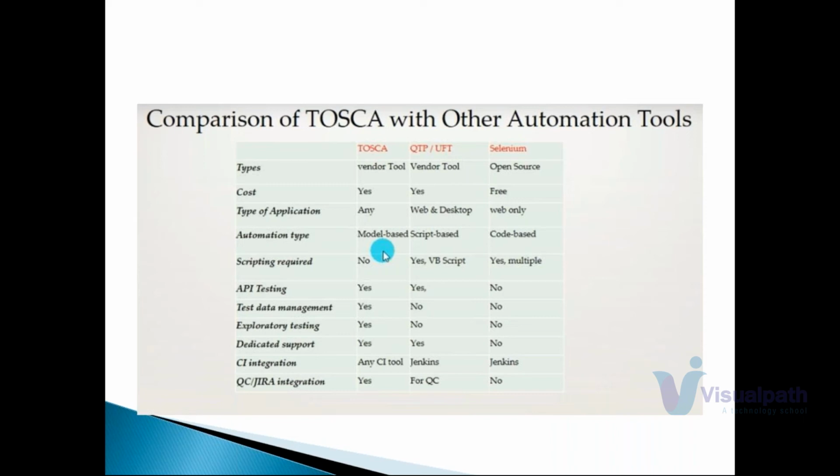Okay, and using Tosca, if you are not able to identify a control, then only you have to write a code. But 99% of the times you will identify the controls using Tosca. So when you talk about coding, you have only 5% coding in Tosca, 95% is no code. That is the main advantage. When you say no code, it is faster to develop.